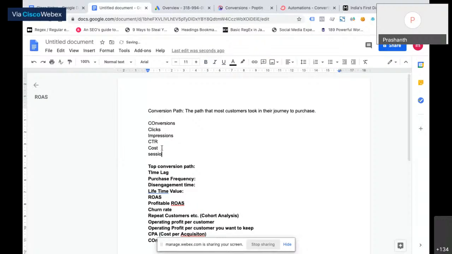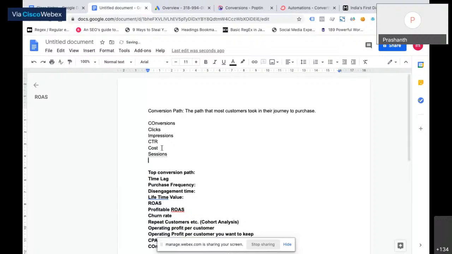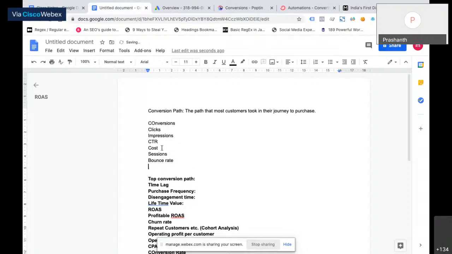Even today, marketers measure sessions. Even today, marketers measure bounce rate. Even today, marketers measure exit rate. A lot of experienced marketers, I'm telling you, still look at bounce rate as a metric. But bounce rate is such a useless metric. And the reason I'm saying this is that all these numbers can be manipulated.